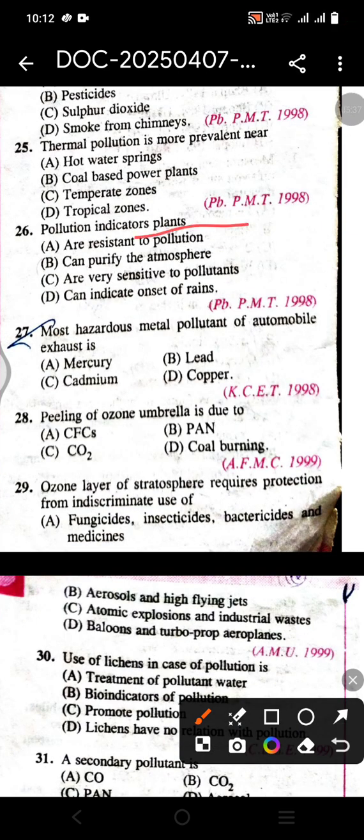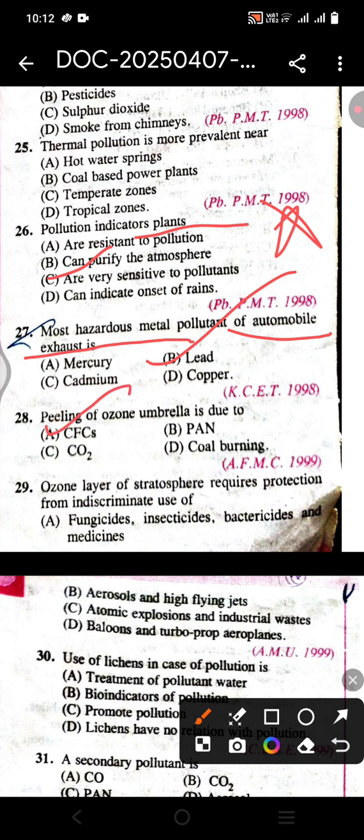Pollution indicator plants are sensitive to the pollutants. Option C is the right one. The most hazardous metal pollutant of automobile exhaust is lead. Option B. Peeling of the ozone umbrella is due to chlorofluorocarbons. Option A is correct.